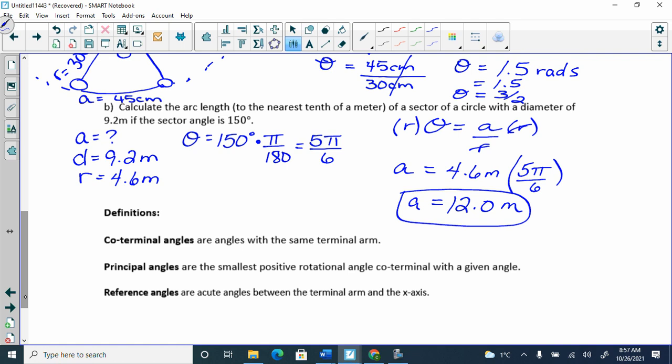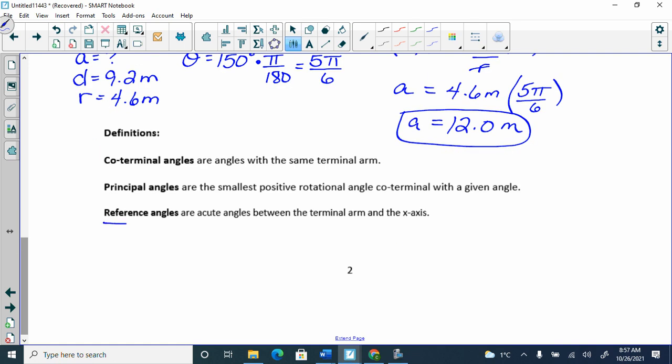Okay? So coterminal angles are angles with the same terminal arm. Principal angles are the smallest positive rotational angles, so they're the ones between 0 and 360. And then reference angles are the acute angles between the terminal arm and the x-axis. These are the ones we talk about most. We end up turning our angles into principal angles because they're easier to deal with, but we don't talk about it as much. But reference angles and coterminals we talk about a lot.